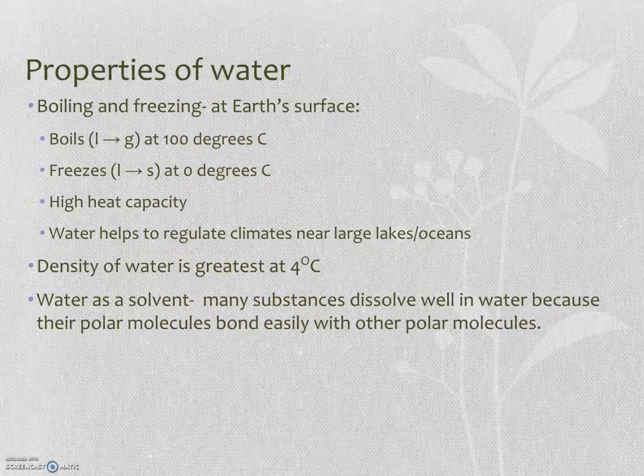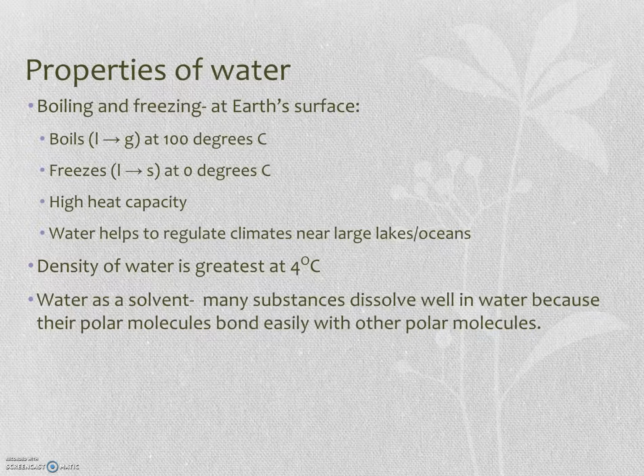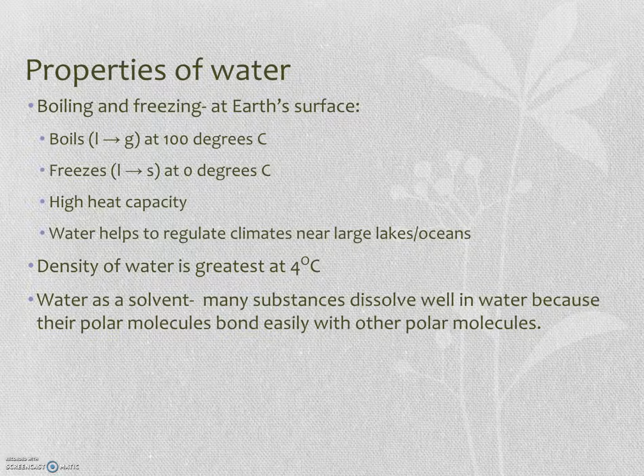Boiling, freezing. It boils at 100 degrees Celsius. It freezes at 0 degrees Celsius. It has a very high heat capacity, which means you can put a lot of heat into water before it changes state. And it helps regulate climates near lakes and oceans. Density of water is greatest at 4 degrees Celsius. And water is also known as the universal solvent. Many substances dissolve well in water because their polar molecules bond easily with other polar molecules.